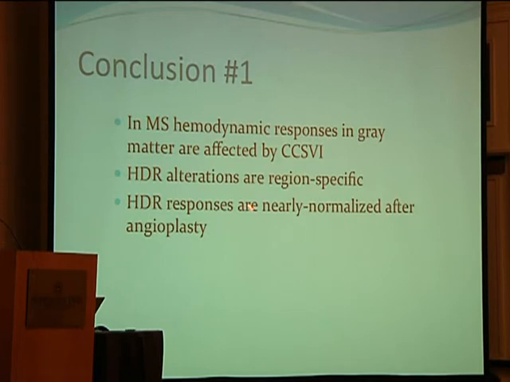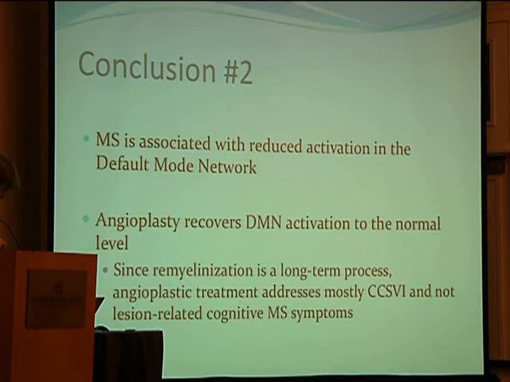Well, so we can see from these results that in MS, hemodynamic responses in gray matter are affected by CCSVI. So it's not just a question of large veins, but the effects propagate all the way to the gray matter, the cortex. But the significant changes were seen only in some areas, not everywhere. And angioplasty has a tendency to normalize the hemodynamic responses.